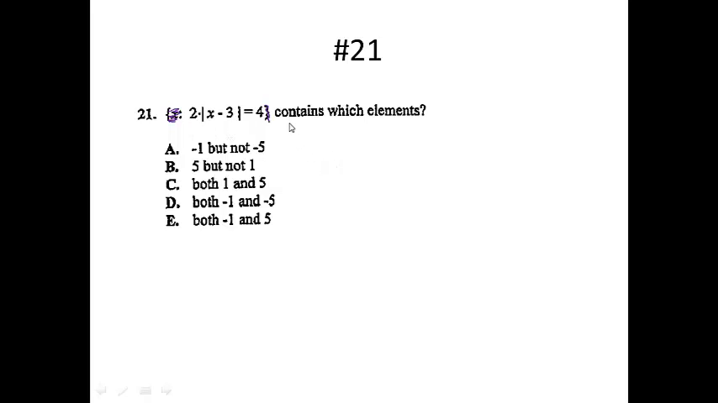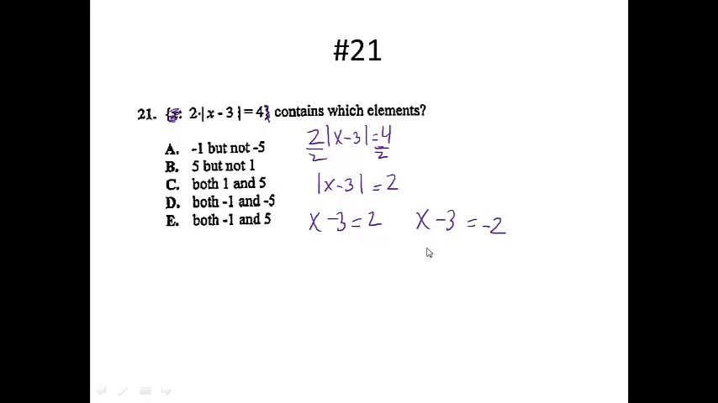If I were solving it the algebra way, we would like to isolate the absolute value, so I'm going to divide both sides by 2. So I've got the absolute value of x minus 3 is equal to 2, and then we learned in algebra to set up two equations. My first equation would be x minus 3 equals 2. My second equation would be x minus 3 equals negative 2.